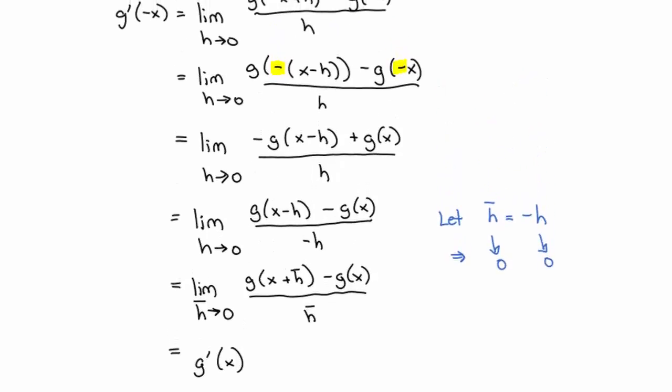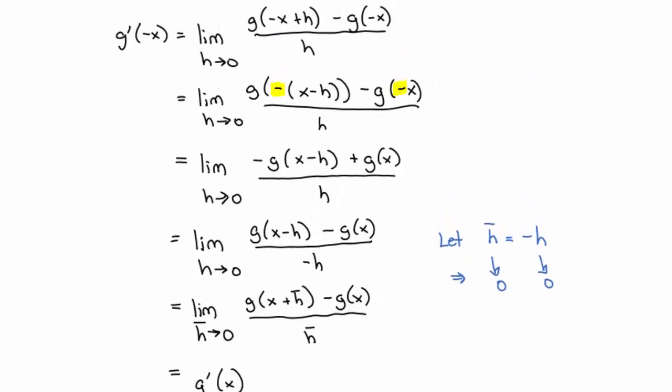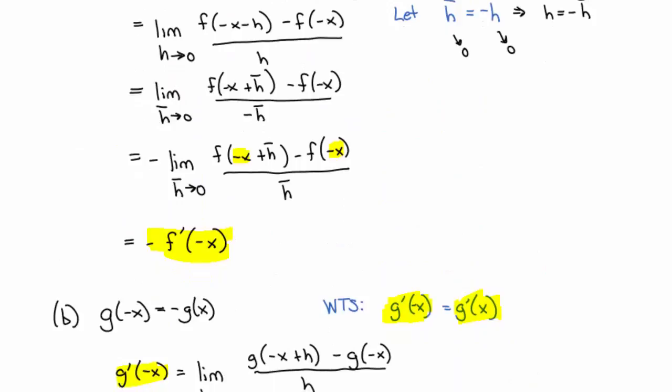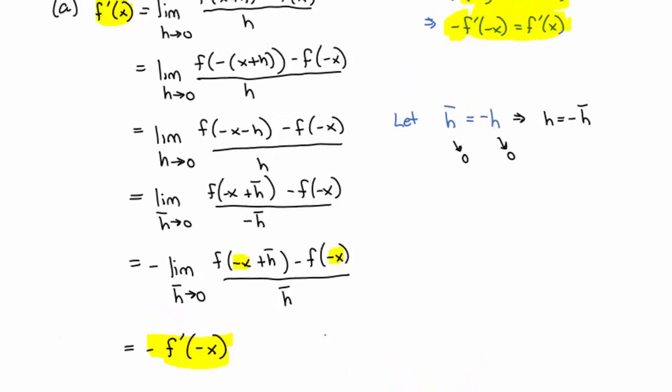So we've successfully shown that the derivative of g at negative x is the same thing as the derivative of g at positive x, or in other words, that g prime is even. And to be complete, I should have said in the previous proof that f prime is odd.